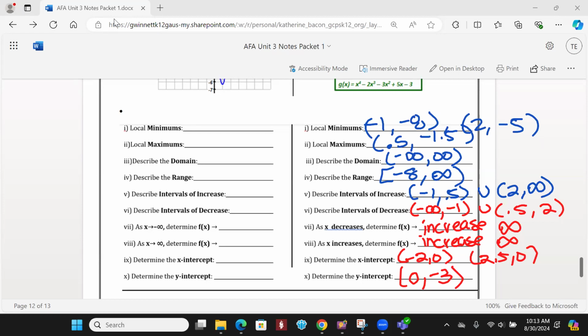Okay, now we're putting into context. So what I want you to do really quick is read over that problem.